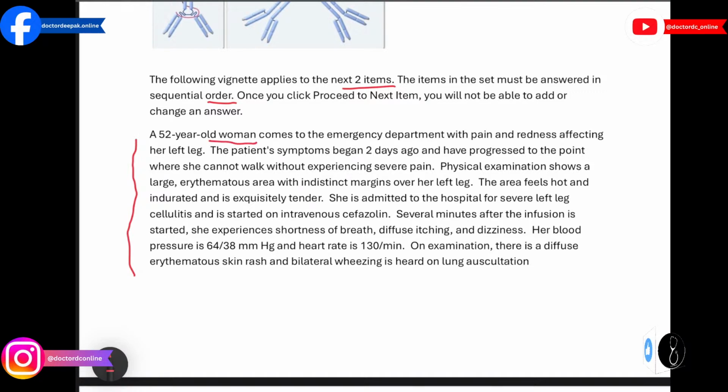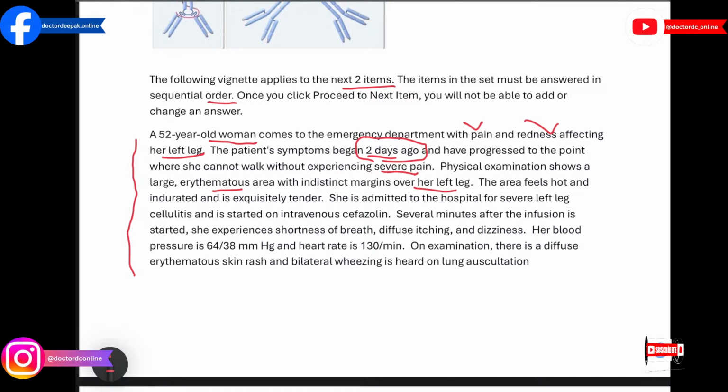A 52-year-old woman comes to the emergency department with pain and redness affecting her left leg. The patient's symptoms began 2 days ago and have progressed to the point where she can't walk without experiencing severe pain. Physical examination shows a large erythematous area with a distinct margin over her left leg.